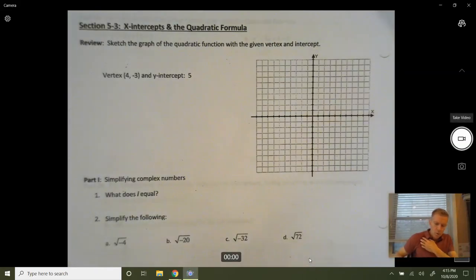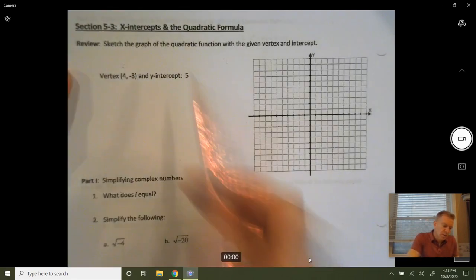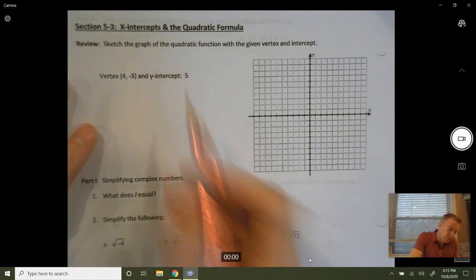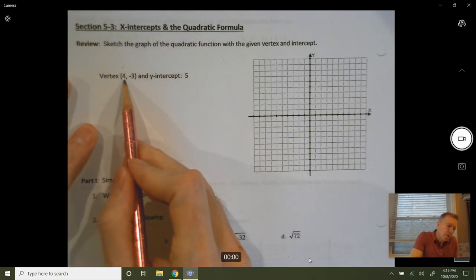All right, so we're going to look at section 5.3, X-Intercepts and the quadratic formula, pages 94, 95, and 96 from your packet. Start up with a warm-up. Fast forward through parts of this if you understand it already. You don't need to go over this example. You can fast forward. But I'm going to graph this, and I'm going to come up with an equation.